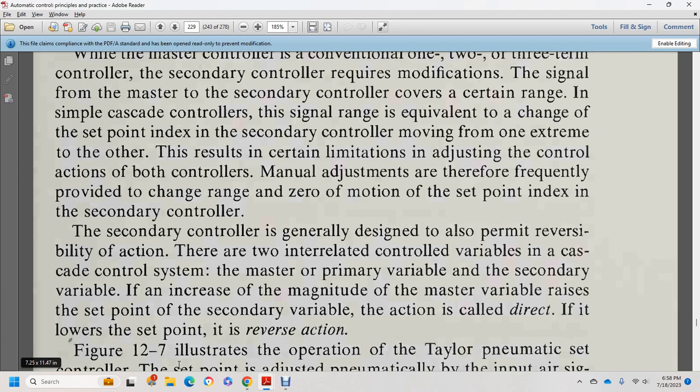The secondary controller is generally designed but they also permit reversibility of the action of the two interrelated control variables in the cascade control system: the master primary variable and the secondary variable. If the increased magnitude of the master variable raises the set point of the secondary variable, the action is called direct. If it is lower, with the set point, it is a reverse action.